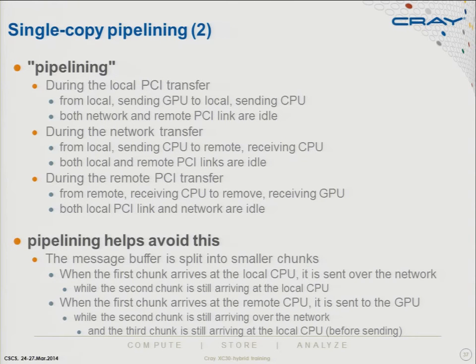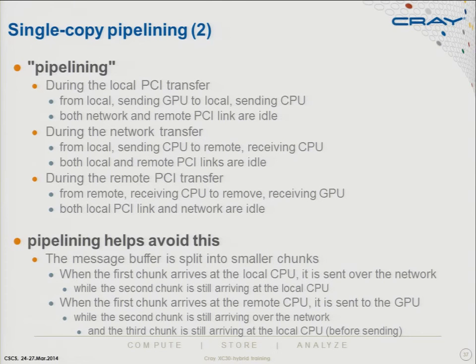The first chunk comes from the sending GPU to the sending CPU. As soon as that chunk arrives, it's sent over the network. Whilst it's going over the network, the next chunk is coming from the send GPU, and then that moves over. So chunk by chunk, as each chunk arrives, it's sent off, and the next one comes across. On the receive side, as each chunk arrives, it's immediately sent up the PCI bus to the receive side GPU.